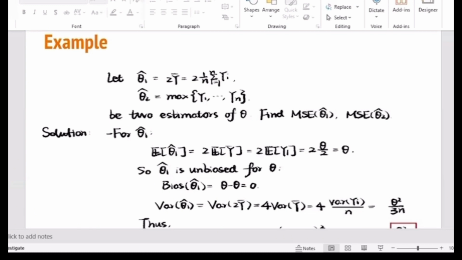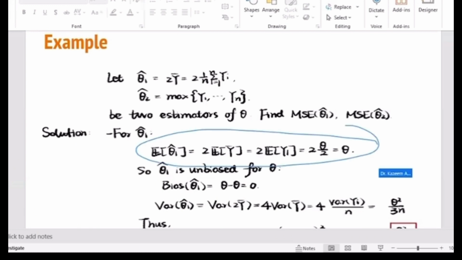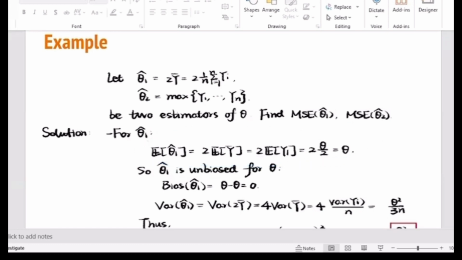Okay, now take a look at this. What am I doing here? I need you to be focused. If I want to investigate whether an estimator is unbiased or biased, I want to start with the first estimator. I'm going to find the expected value of theta cap 1. And theta cap 1 is 2y bar, right? Take a look at this: we know from what we've done before that the expectation of y bar is the expected value of y. And the expected value of y you've already been given to be theta over 2.